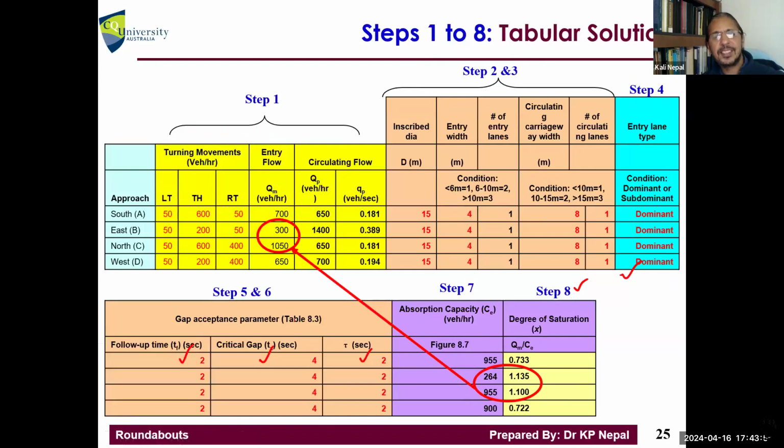You see, because entry flow is 300 here, we got capacity 264. Entry flow 1050, we got capacity 955. So they have a degree of saturation more than 1.